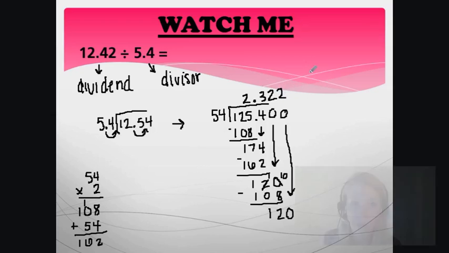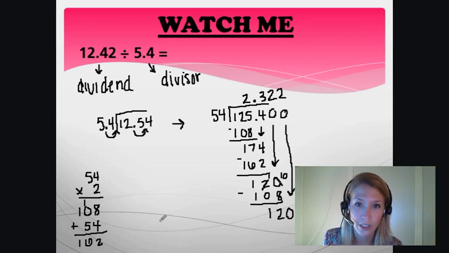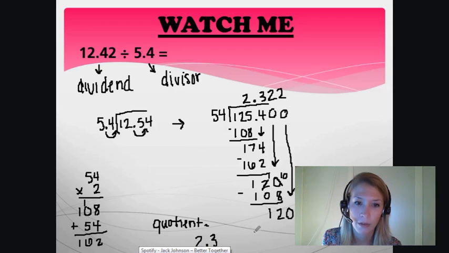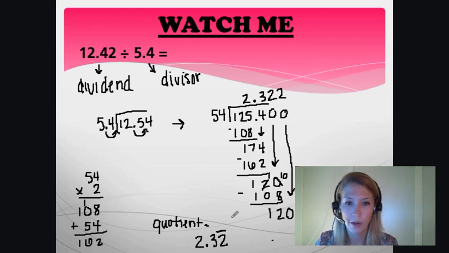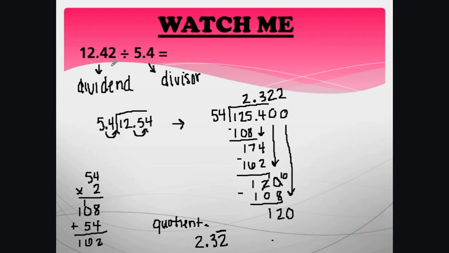So we would rewrite our quotient to our division problem. Quotient would be 2.3. Whoops. With a repeated 2.32 with a repeated decimal. Here we go. And there is your quotient to dividing these two decimals.